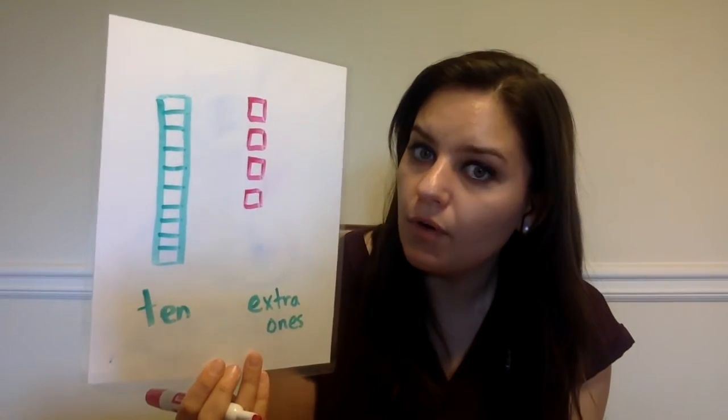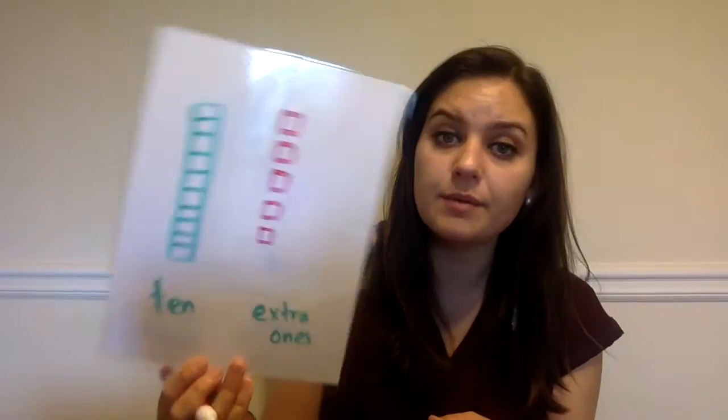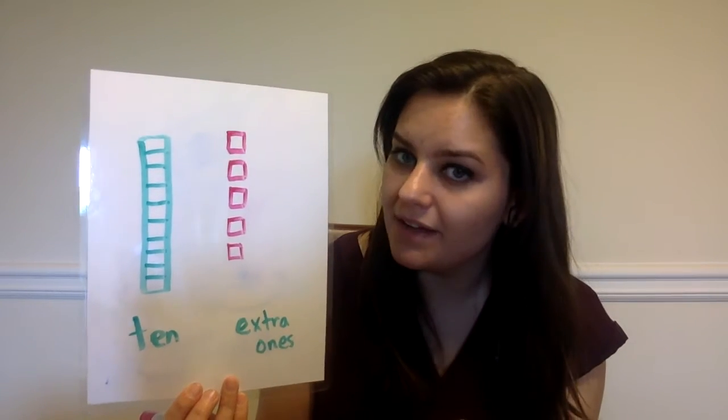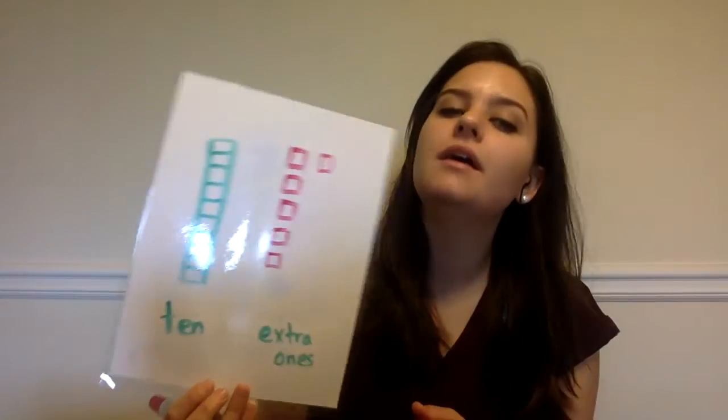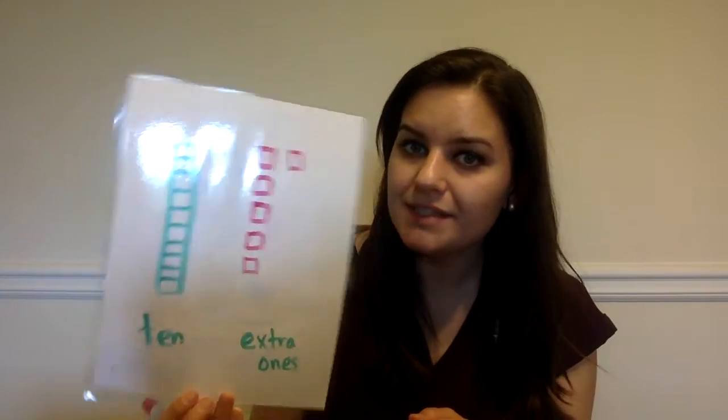14 is a group of 10 with four extra ones. 15 is a group of 10 with five extra ones. 16 is a group of 10 with six extra ones.